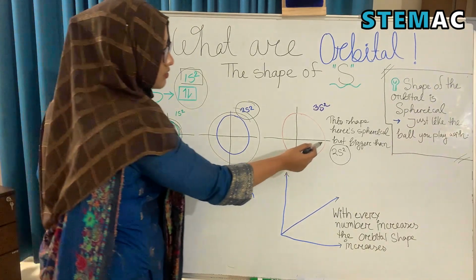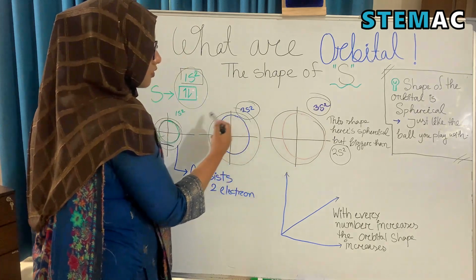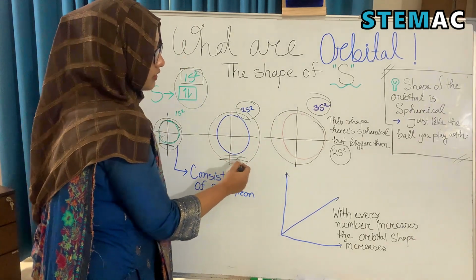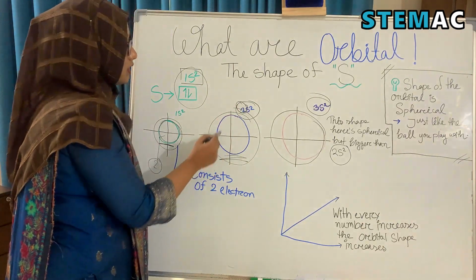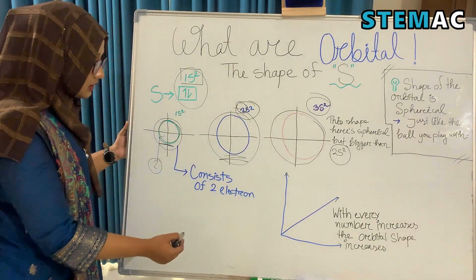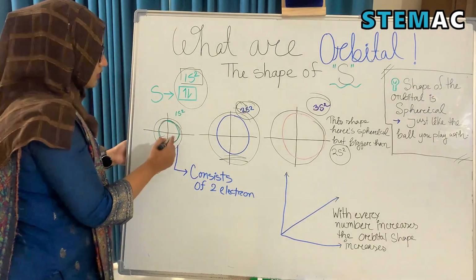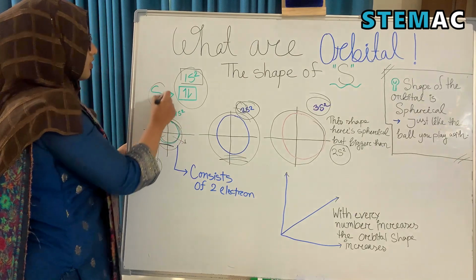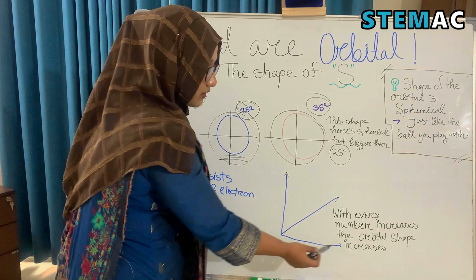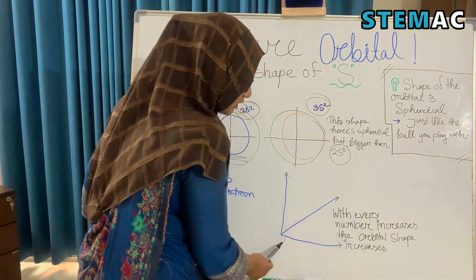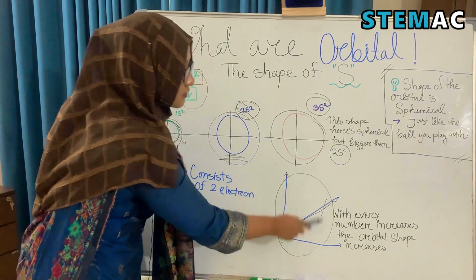And this red shape is known as 3s², which is bigger than 2s². So with every step, as the number increases, the shape of the orbital gradually increases, and every s orbital consists of two electrons. With every number increase the orbital grows larger and larger. That is the case in this graph.